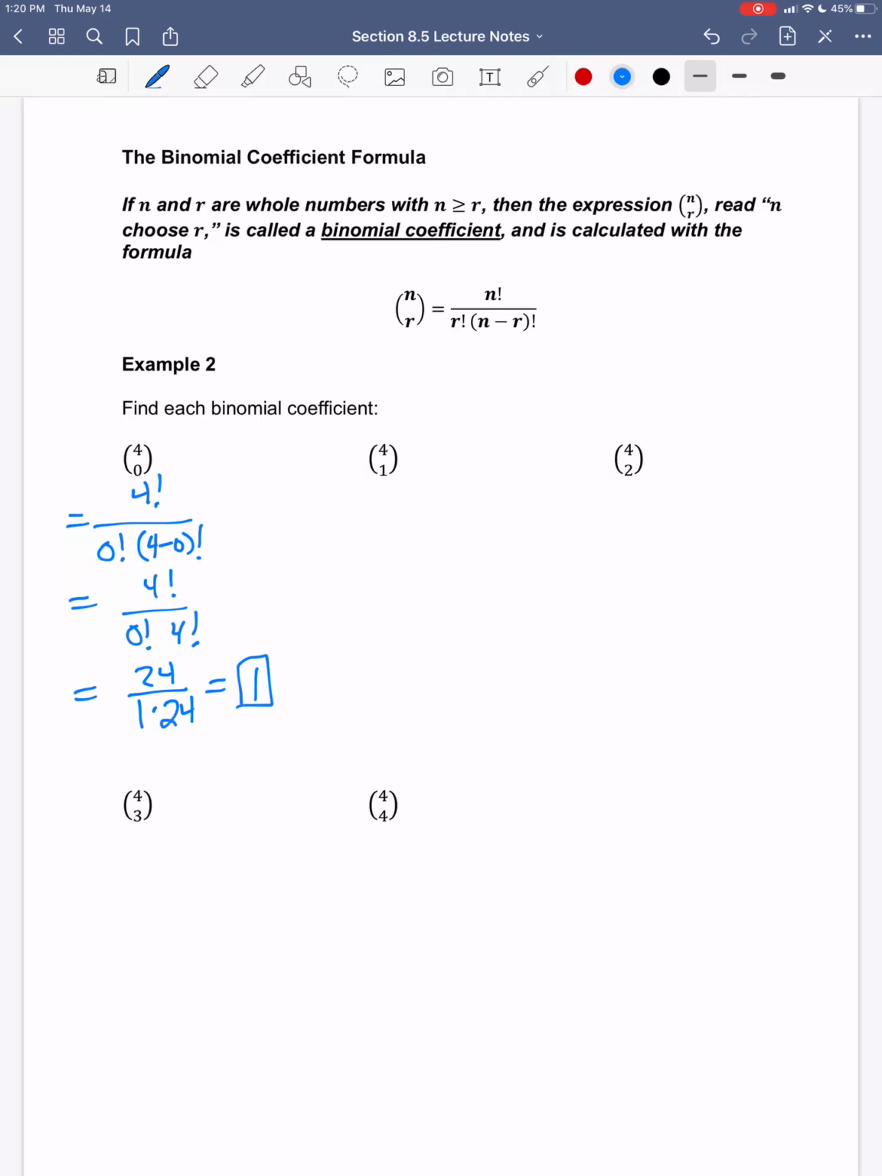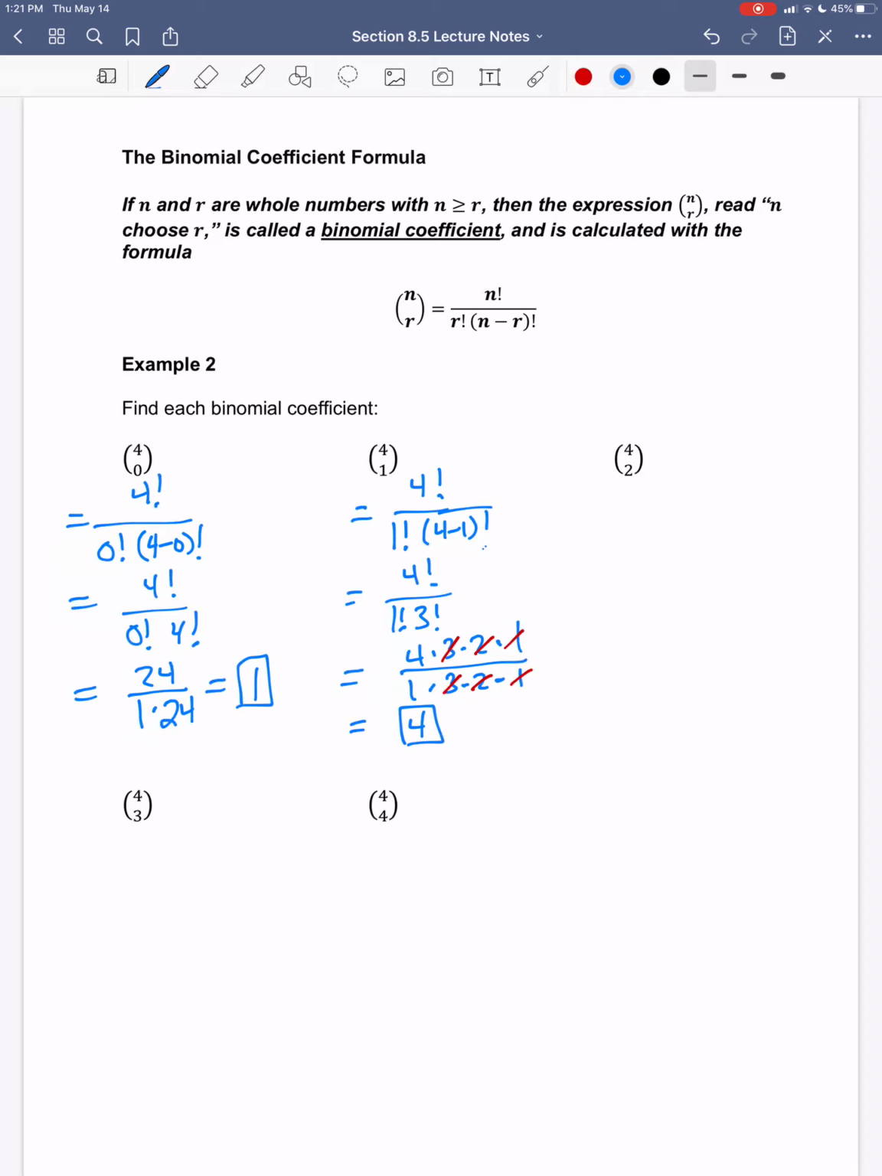What about this 4 choose 1? Well, that's going to be 4 factorial in the top, and then 1 factorial in the bottom, and then we'll take 4 minus 1 factorial in the bottom. So that's going to be 4 factorial, 1 factorial, and 3 factorial. Well, there's some nice things here. We've done some work with these factorials before. A lot of stuff ends up canceling out a lot of the time when we have fractions like this, right? So this whole thing is 4 over 1, which is just 4.